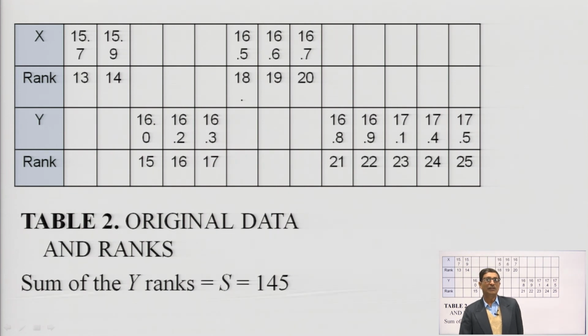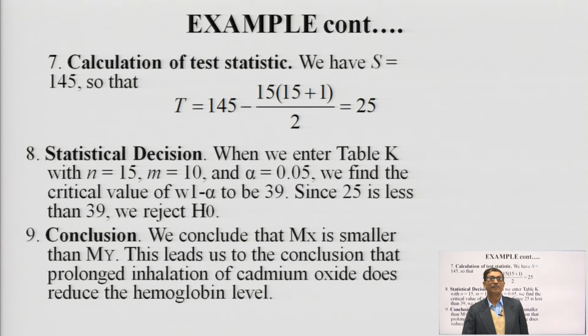Now, we find the sum of the ranks, S equal to 145. Now, the calculation of the test statistic: we have S equal to 145, so T equals 145 minus 15 into 15 plus 1 by 2, and so on, and we find T equal to 25. So, what is the inference?